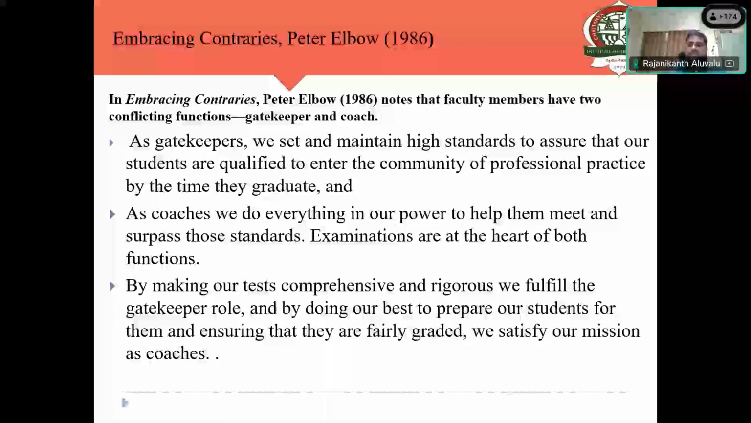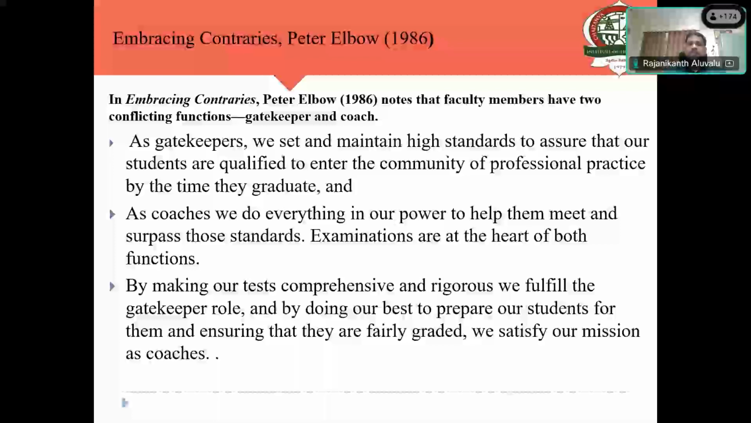So we set everything very high, and we want a student who reaches the high standards which we have set to enter the community. This is what we do as a gatekeeper. But on the other side, as a coach, we have to do everything to empower those students to reach the high standards. So both again lie with us. And the assessments are at the heart of both functions.